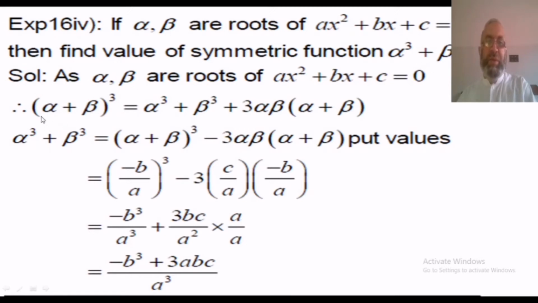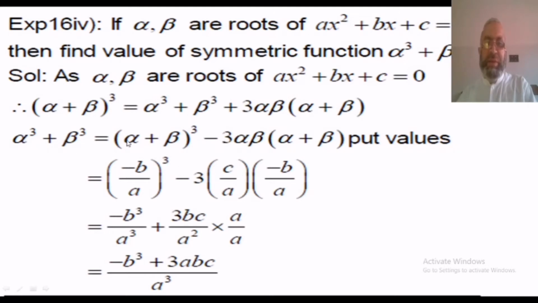We have a formula: alpha plus beta whole cube is equal to alpha cube plus beta cube plus 3 alpha beta into alpha plus beta. Using this result, we can change this into the form: first alpha plus beta whole cube, then minus 3 alpha beta into alpha plus beta. Then the minus and plus cancel, and we get alpha cube plus beta cube, which is the required function.